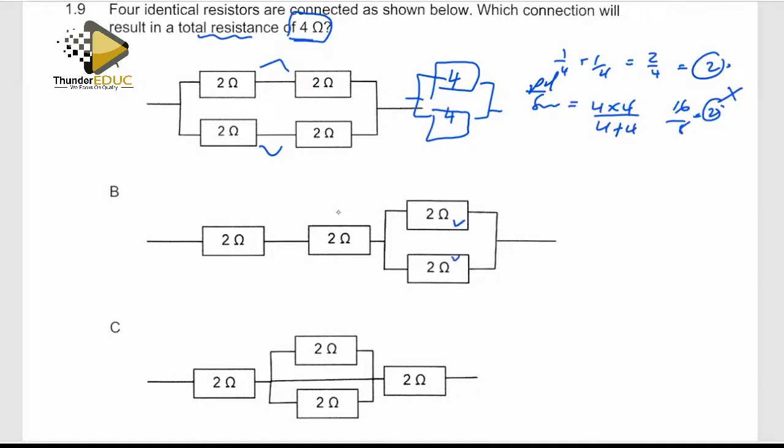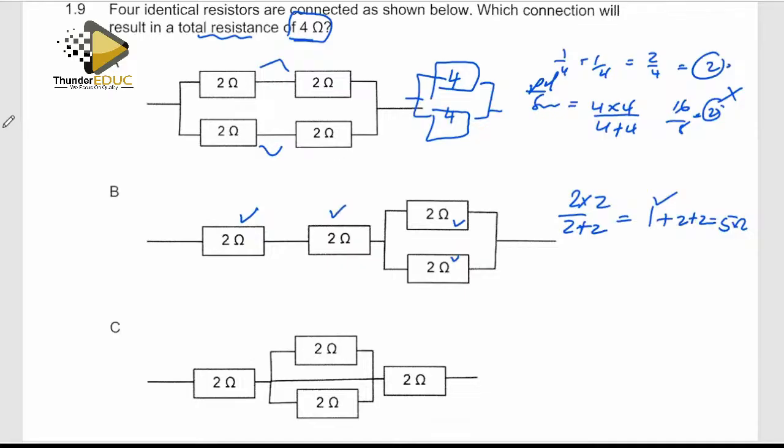Let's look at this one. We have a 2 and a 2, so these ones are in parallel. Let's start with this. So you're going to have the product over the sum, 2 by 2 over 2 plus 2, which gives us just a 1. Then if that's a 1, plus 2, that is 3, plus 2, which gives us a 5 ohm.